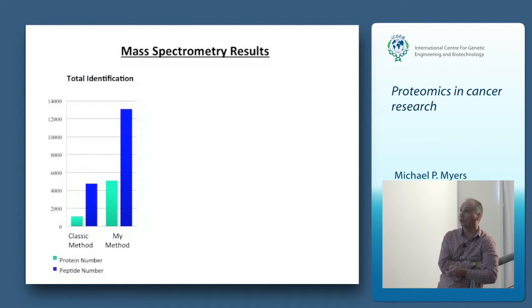Okay, if we compare the classical method of doing comparative proteomics to the hybrid technique, you can see that there's a big jump in the number of peptides that you can identify and also the number of proteins that you can identify and quantitate. So we go from being able to identify maybe 1,500 proteins to a bit more than 5,000 by doing the hybrid technique.